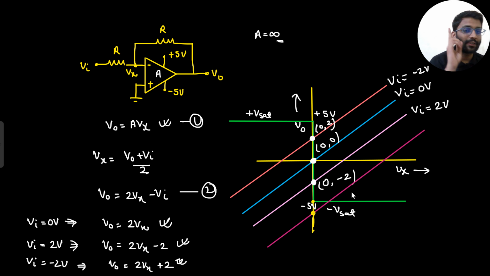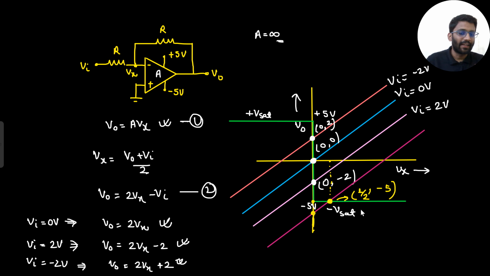So now where the two graphs are cutting? The two graphs are cutting only at this point. This is the point, and at this point your V0 is minus Vsat. And what is minus Vsat? Minus 5. So the graphs are cutting at this point. This is your Vx value. At this point your Vx value is half and your V0 value is minus 5.